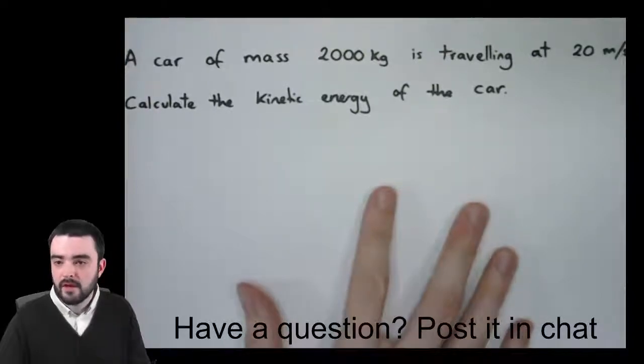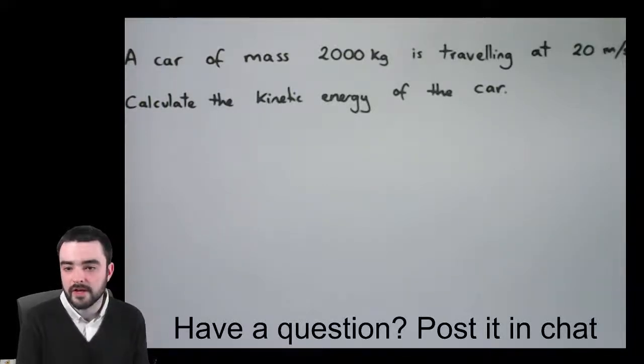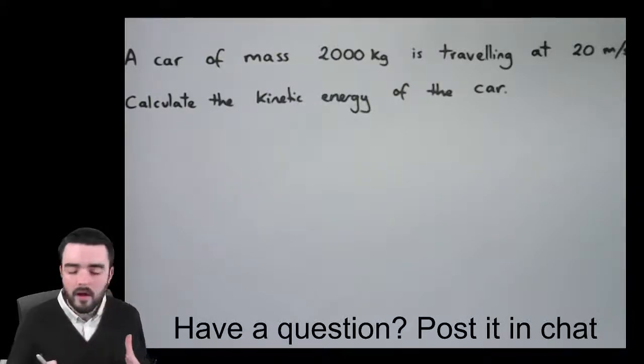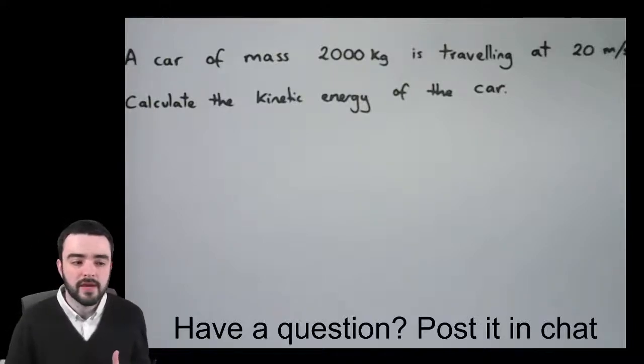Okay, so a car of mass 2,000 kilograms is travelling at 20 meters per second. Calculate the kinetic energy of the car. So I would suggest that whenever you're doing calculation questions, you look at them using a method that you use the same way every single time.